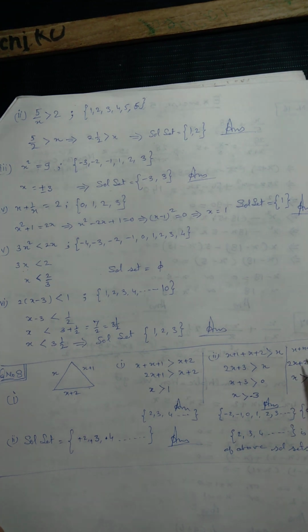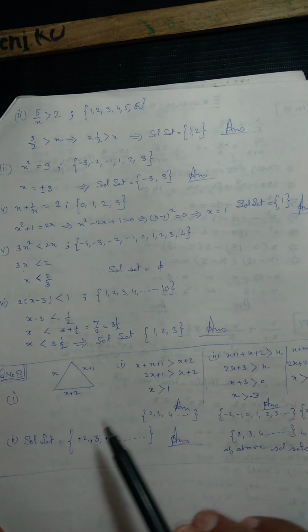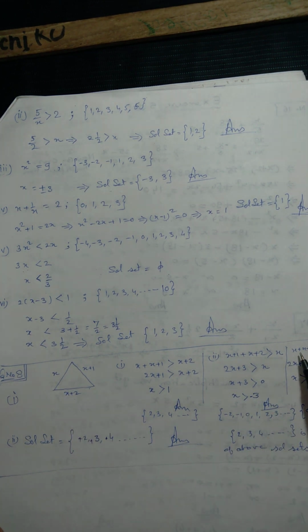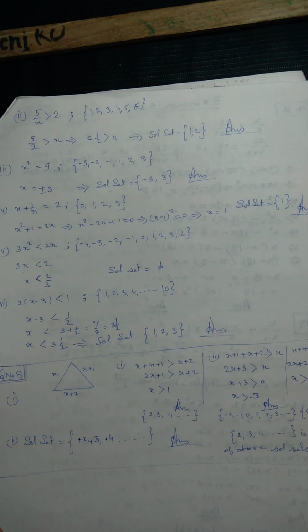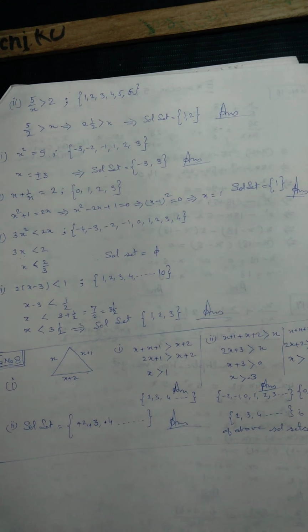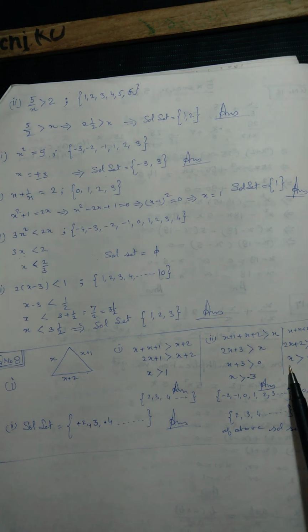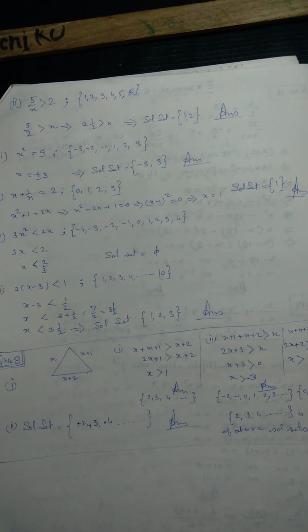Now the third situation. X and x plus 2 should be greater than x plus 1. It will be 2x plus 2 greater than x plus 1. Again x is greater than minus 1. So therefore the solution set for this will be 0, 1, 2, 3 and so on. Means the value of x should be always greater than minus 1.